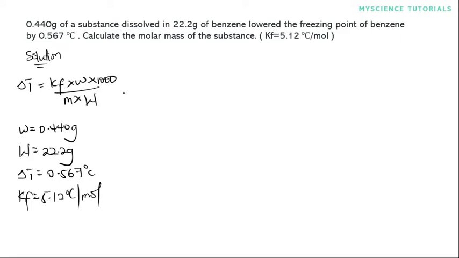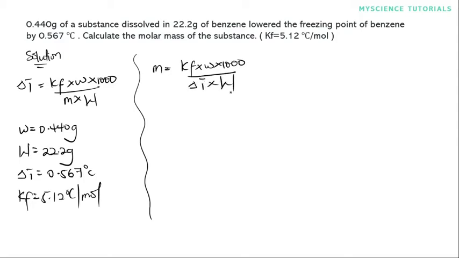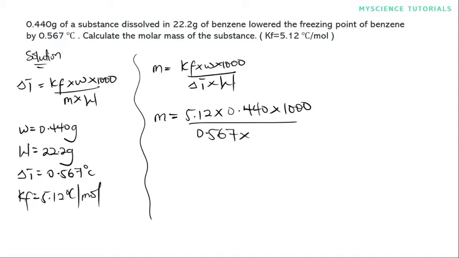So if I make m the subject from here, it means our molar mass will be equal to what? Kf multiplied by w multiplied by 1000, all divided by ΔT multiplied by capital W. So our molar mass is equal to the value of Kf, which is 5.12, multiplied by small w, which is 0.440, multiplied by 1000, all over ΔT, which is 0.567, multiplied by capital W, which is 22.2.